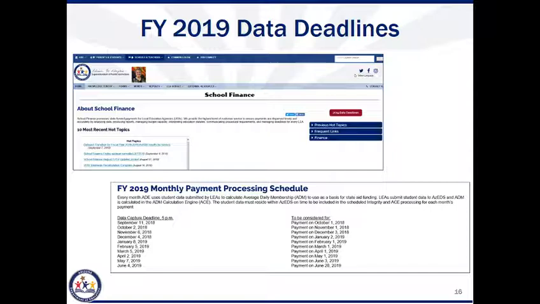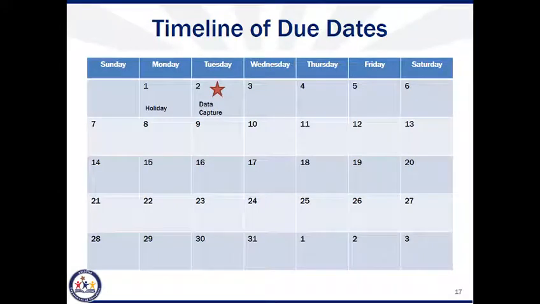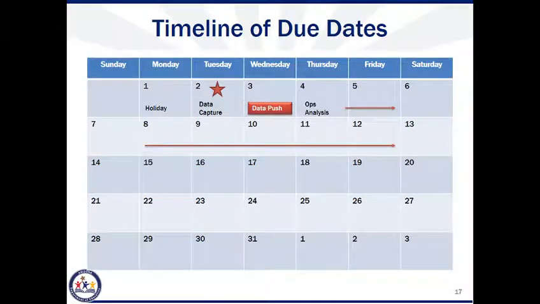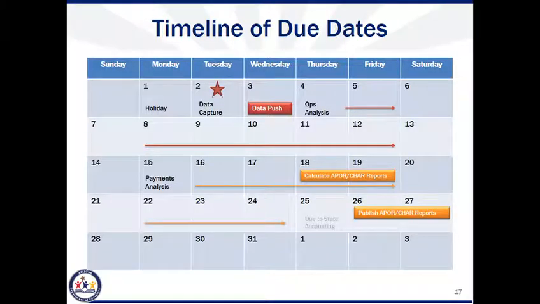Let's look at a calendar so that we can tie it all together and understand how and when those reports are generated. We have the data capture date, and this is just an arbitrary calendar to show you. Typically the first data capture is the first Tuesday of the month. Data capture is where we take a snapshot of the data that you've submitted in AzEDS on that Tuesday. On Wednesday, the next day, an account analyst comes in and we go through the data push process, and summarize and generate those 46-1 reports and the 28 reports for your SPED and ELL.